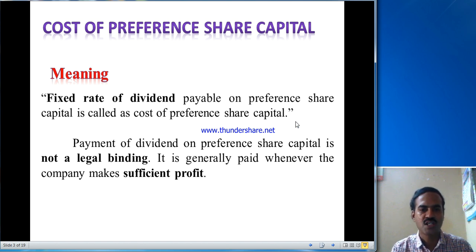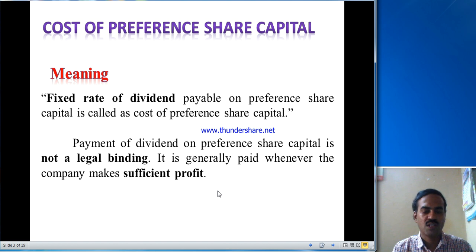On the preference share, the company pays a fixed rate of dividend. So the fixed rate of dividend that is paid by the company on the preference share capital is called the cost of preference share capital. And the point to be noted here is that payment of dividend on the preference share capital is not a legal binding to the company. It means if the company does not earn profit in a particular year, in that year the company does not make the payment. It means it is generally paid whenever the company makes sufficient profit.